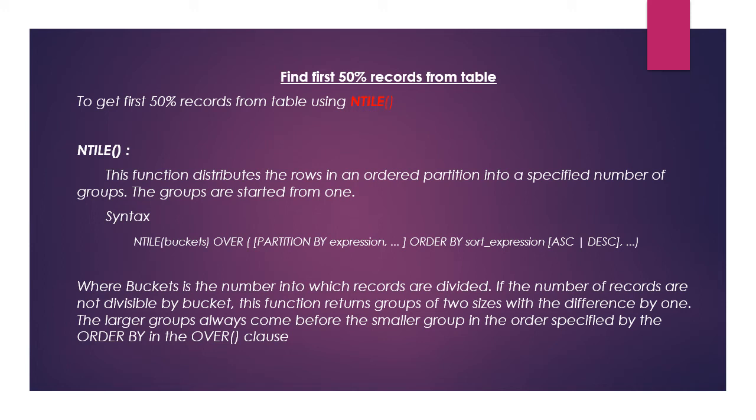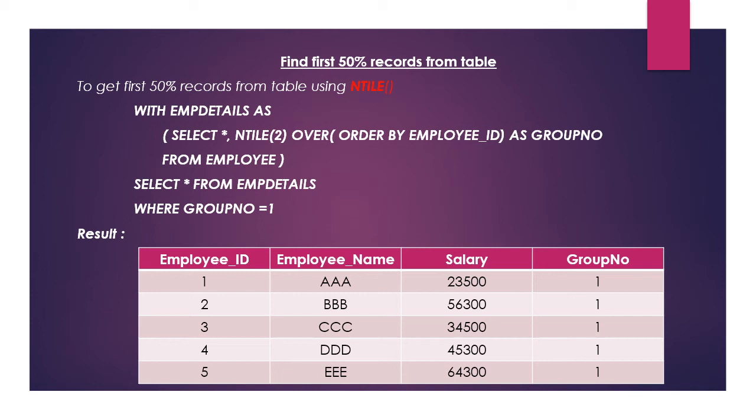Now let's see the query to find first 50% records from the table using NTILE function. What I have written in subquery: select star, NTILE 2 over in brackets order by employee ID as group number from employee. NTILE 2, here 2 is a bucket number. So all records from the employee table get divided into 2 groups according to employee ID column. Group number will be 1 and 2.